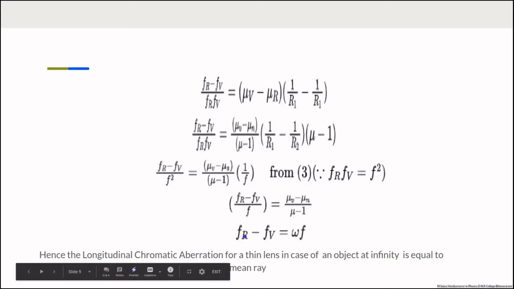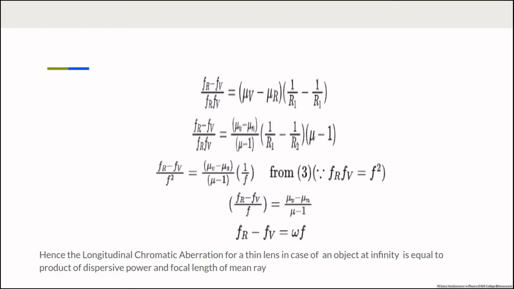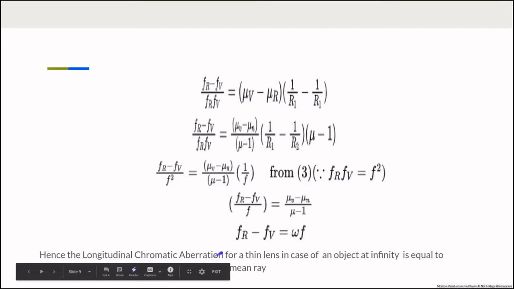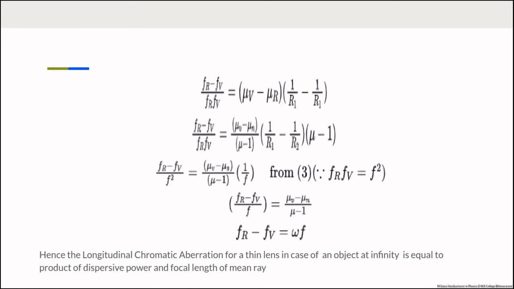We know that FR minus FV is known as longitudinal chromatic aberration. From this expression, we can say that the longitudinal chromatic aberration FR minus FV is the product of dispersive power and the mean focal length, or the focal length of the mean ray. This is the expression for longitudinal chromatic aberration in case of a thin lens when the object is situated at infinity.